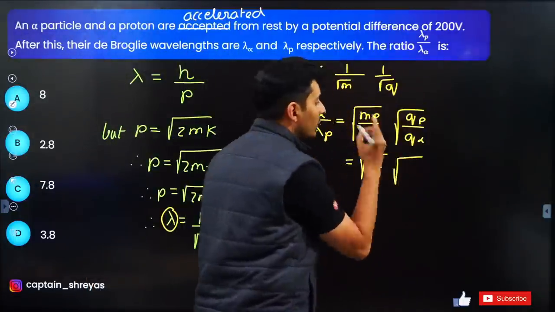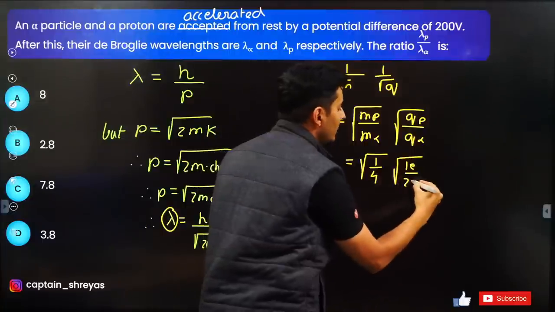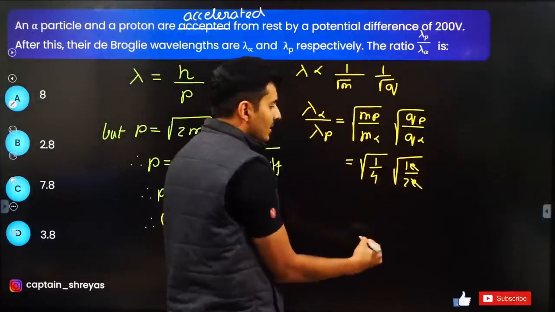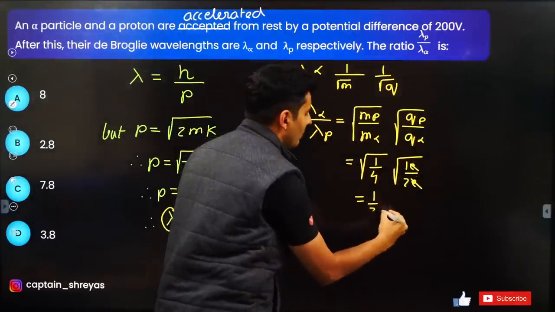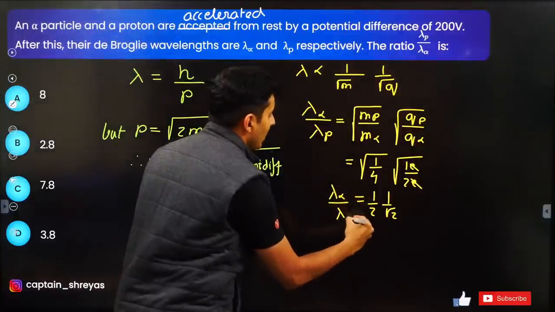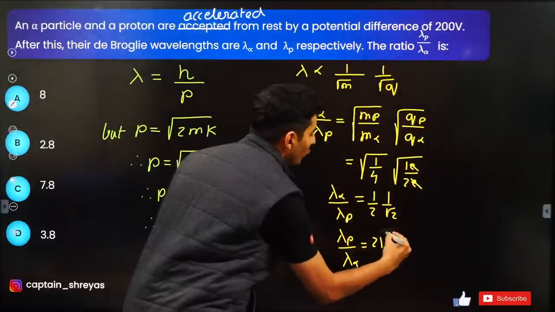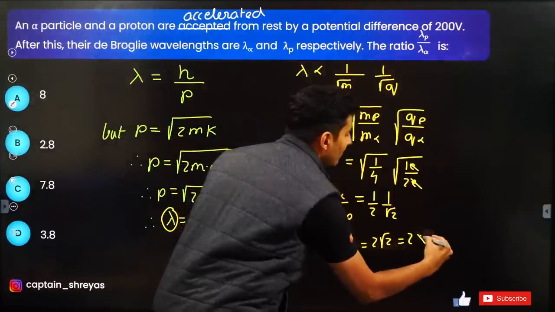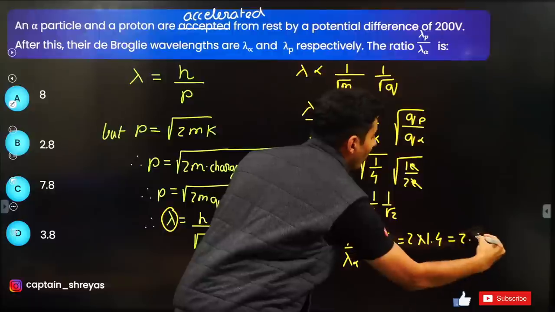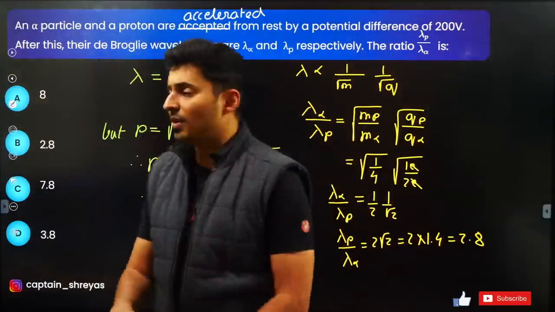Over here, proton, what charge does it have? 1e. What is the charge of the alpha particle? 2e. So e anyway gets cancelled. So I'll be left with 1/2 and here 1/√2. That is lambda alpha by lambda proton. So lambda proton by lambda alpha will be 2√2. Root 2 is nothing but 1.4. So it will be 2.8. That is the answer. Let's see, where is it?